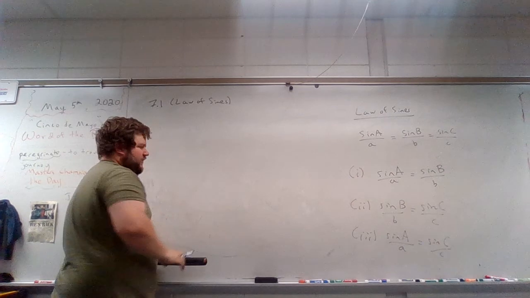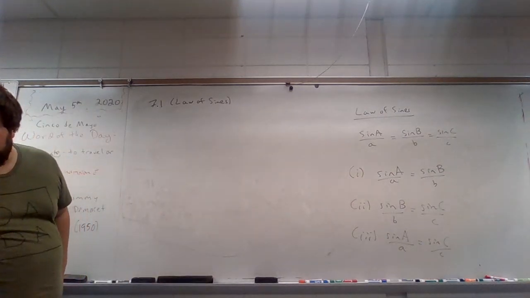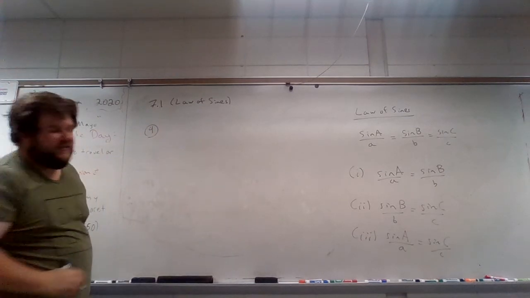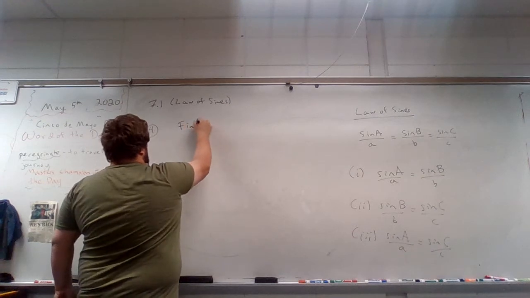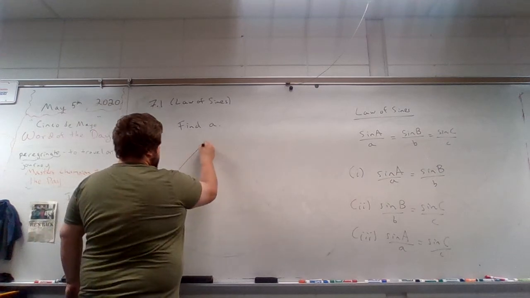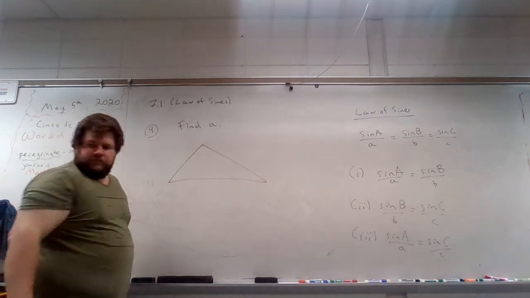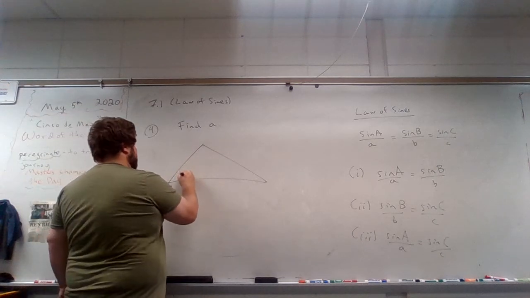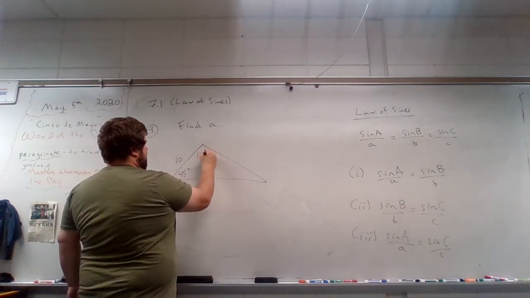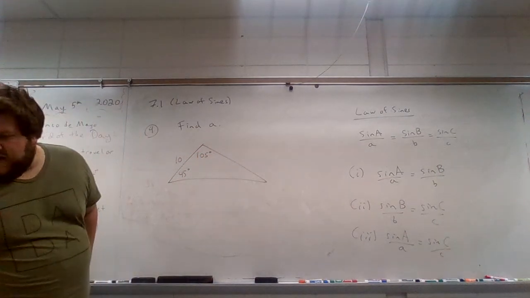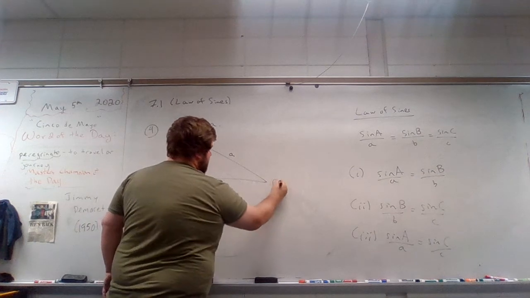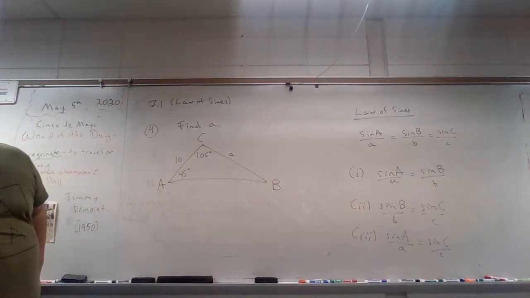Okay, so let's take a look at a problem here. I'll show you what I mean. Number 4 just says to find side A, little a, and they give us this triangle. I have 45 degrees, 10, and 105 degrees up here, and I have C, little a, big A, and big B. Okay, I think I've got everything written down now.